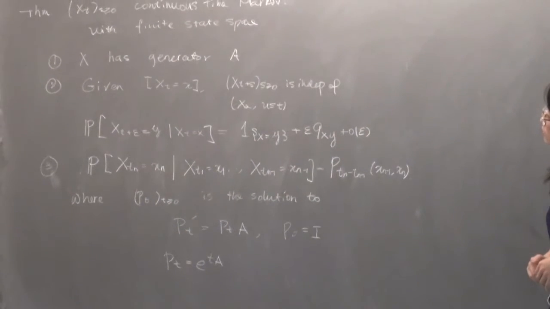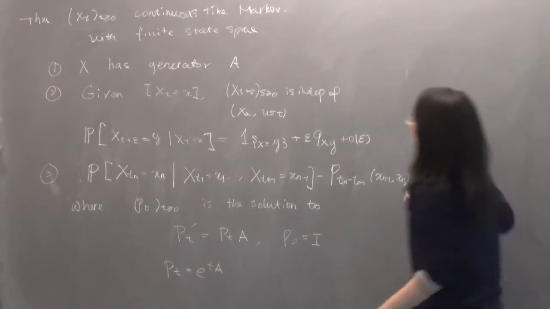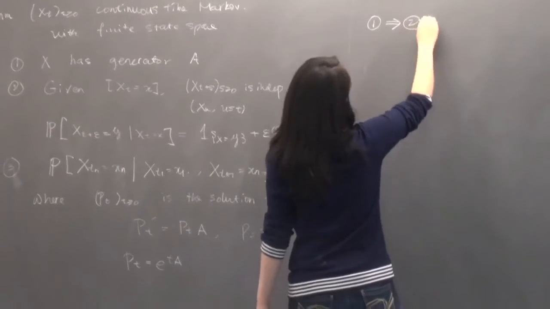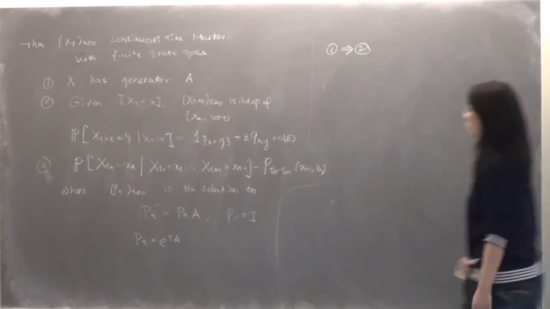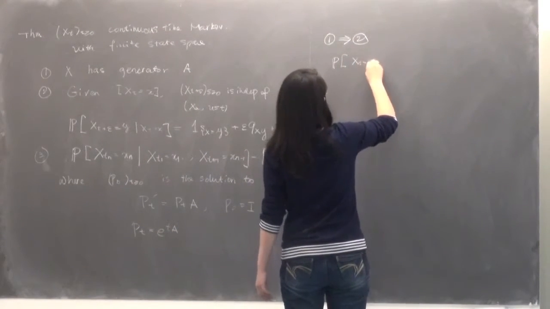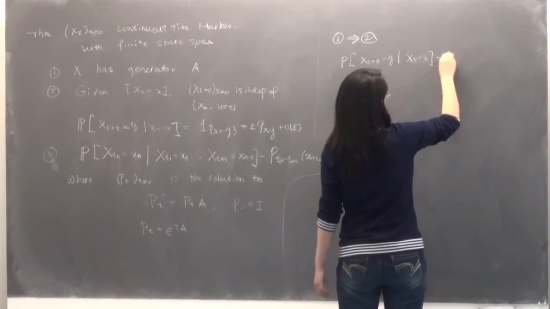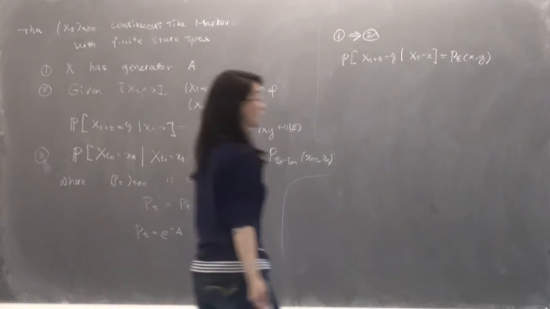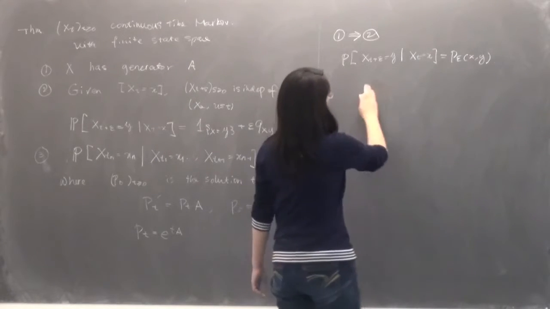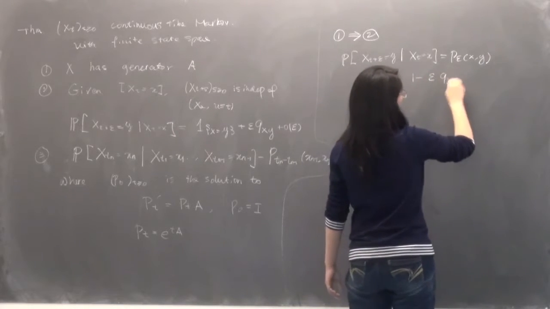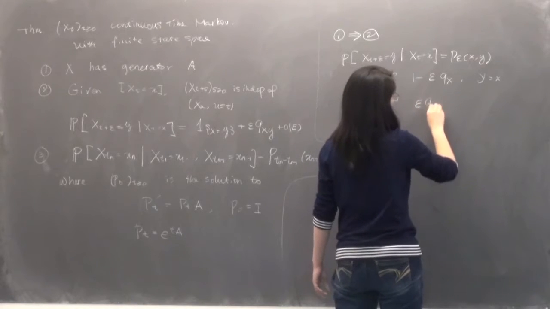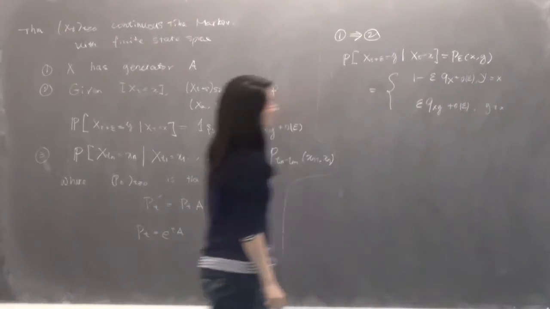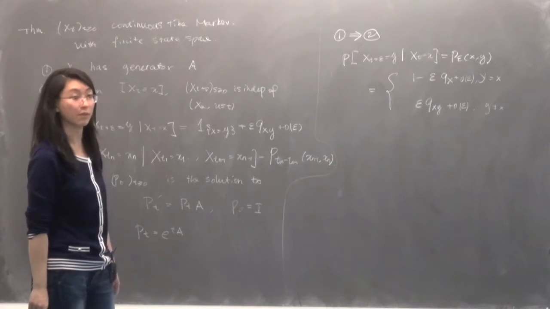Okay, so from the first item to the second item, this is just the definition of the infinitesimal generator, because we know that this conditional probability is P_ε(x,y). By the definition of the infinitesimal generator, it equals 1 minus ε q_x if y equals x, and it equals ε q_xy if y is different from x. So from first to second, it's just by the definition of the infinitesimal generator.